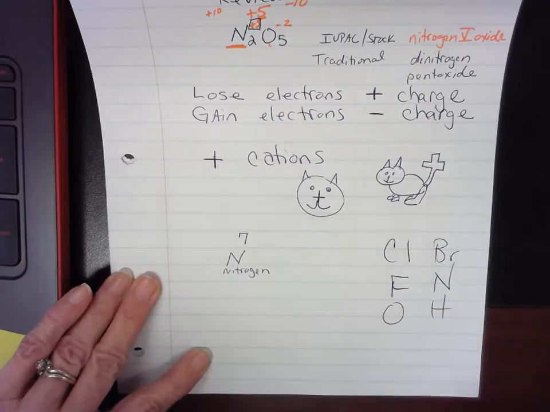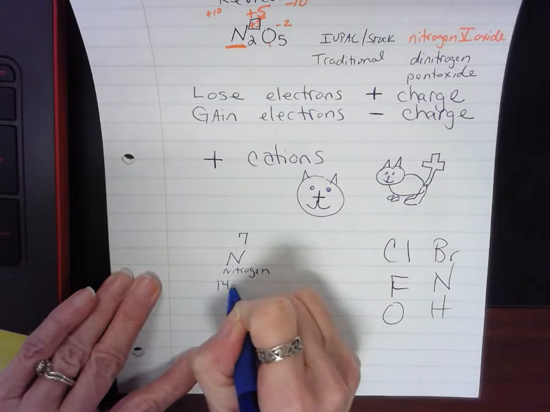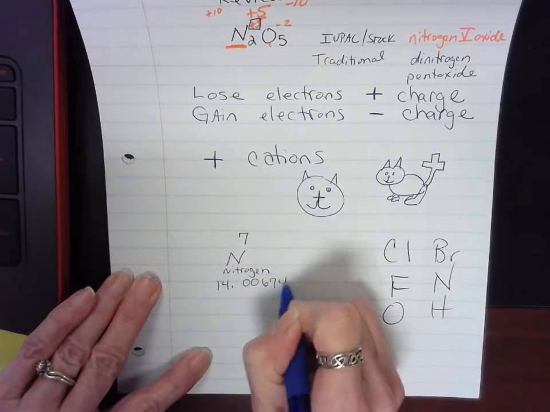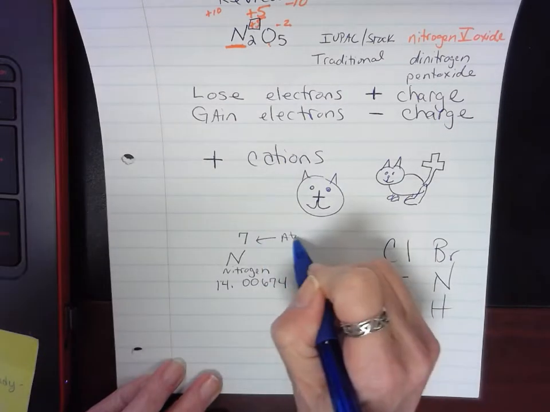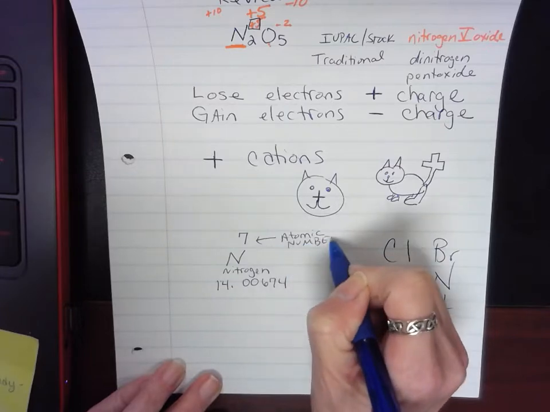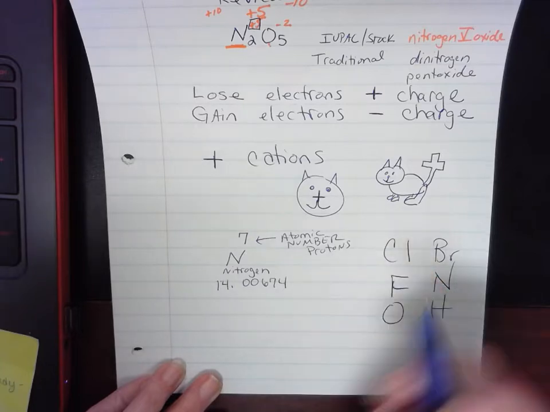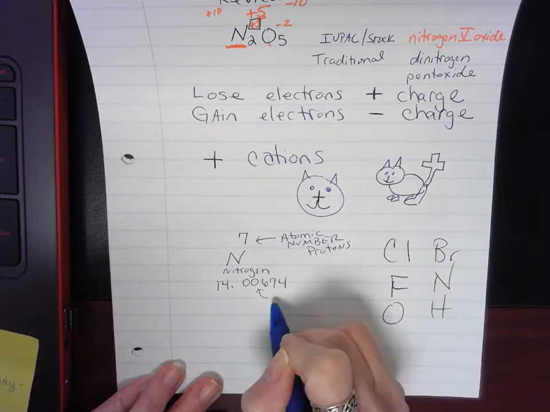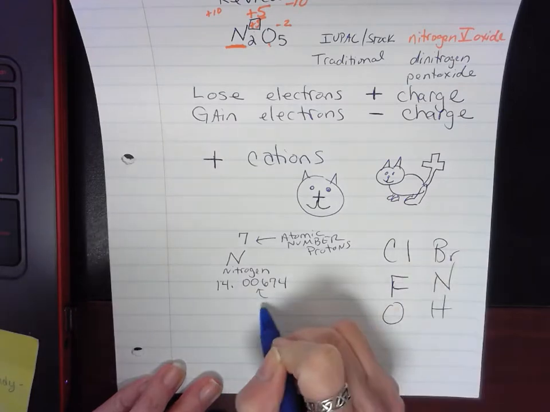Okay, and then they have this number down here, 14.00674. So remember, this is your atomic number, and it tells you the number of protons you have. This is the number that we use as our molar mass.